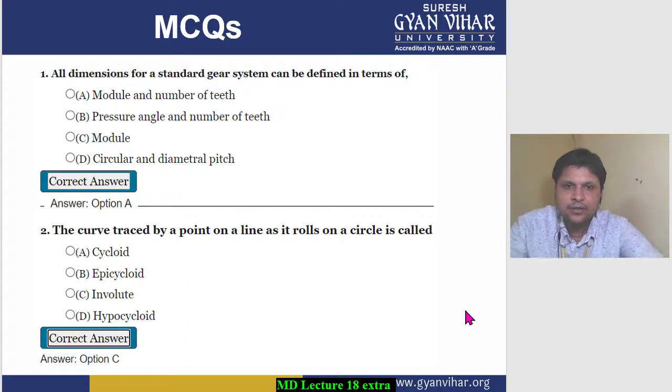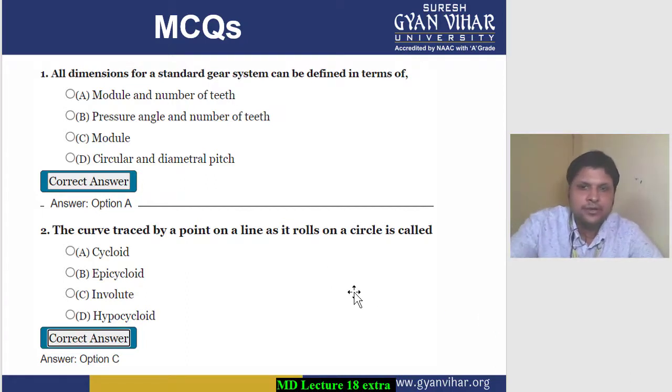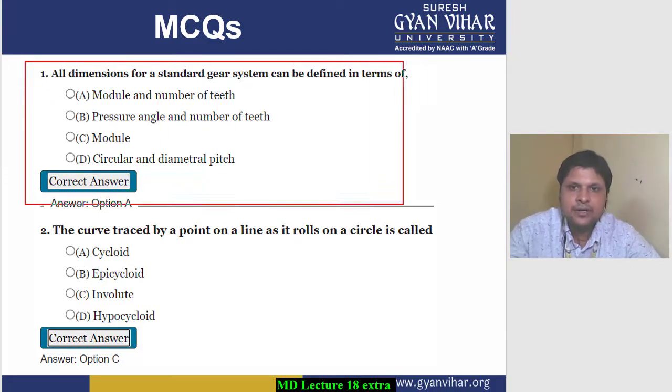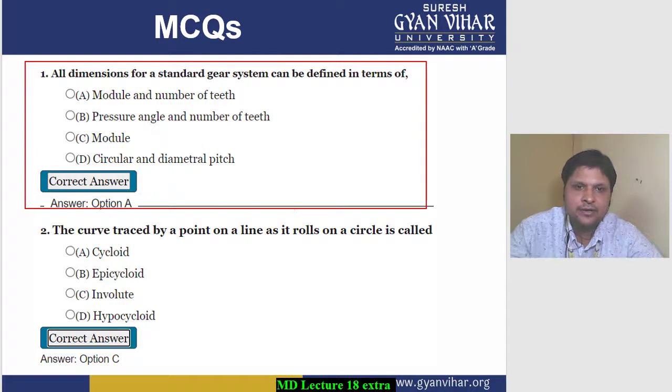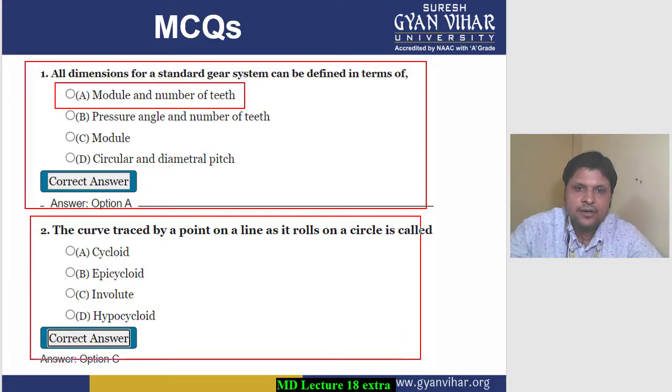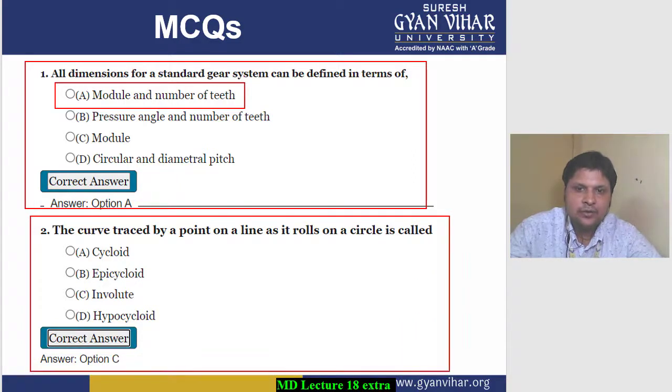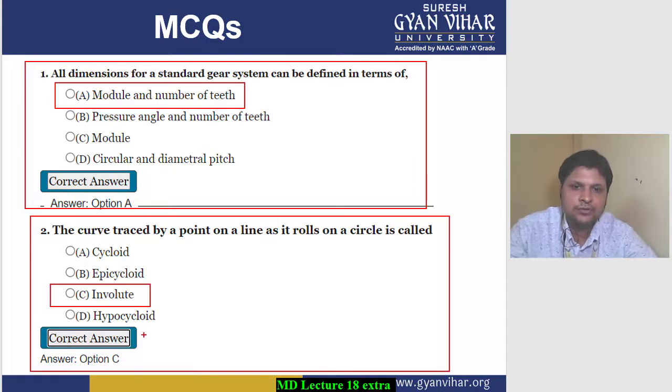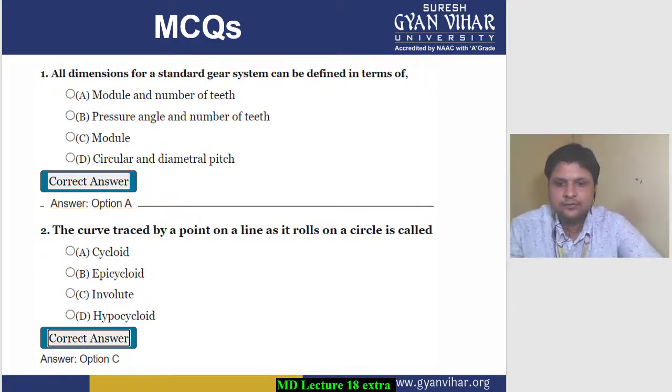Now students, let's discuss the multiple choice questions relevant to today's video lecture. Coming to the first multiple choice question: all dimensions of a standard gear system can be defined in terms of module and number of teeth, as I have told you in the discussion. Second, the curve traced by a point on a line as it rolls on a circle is called involute, students. So option C is the correct option.